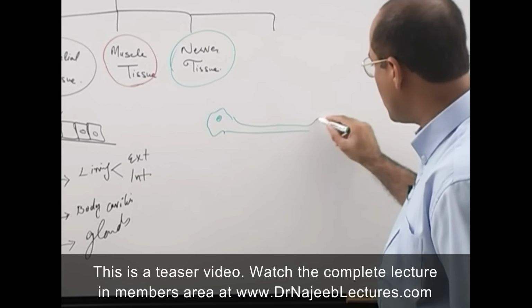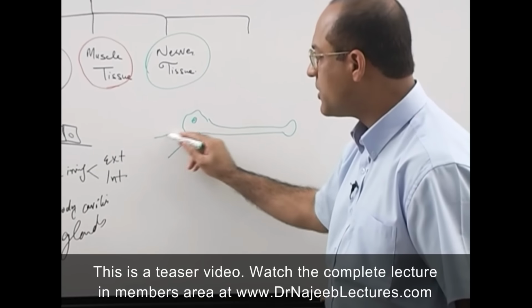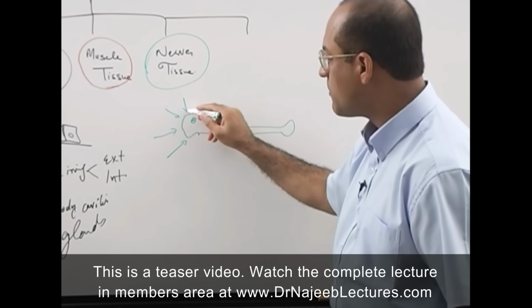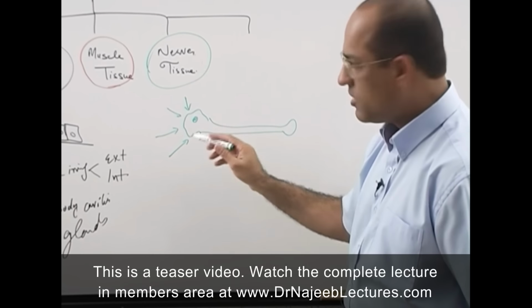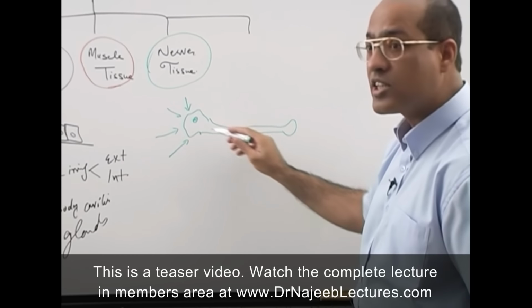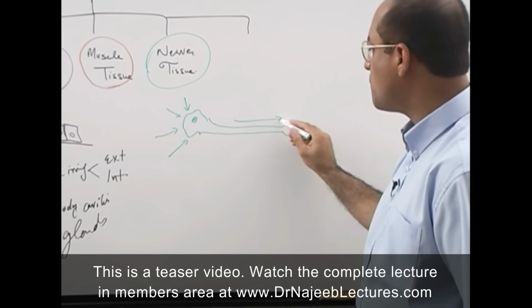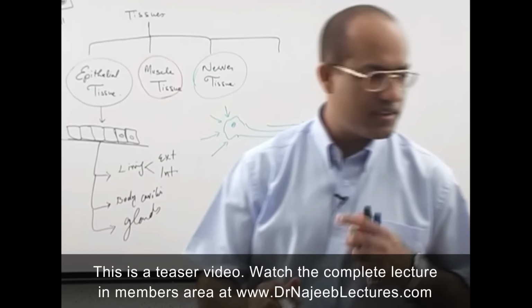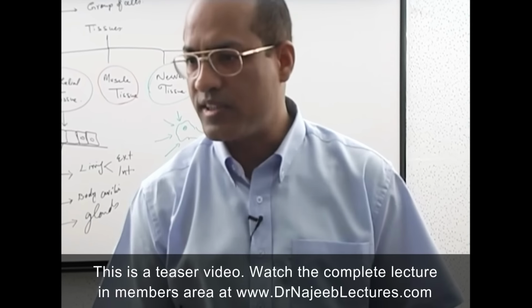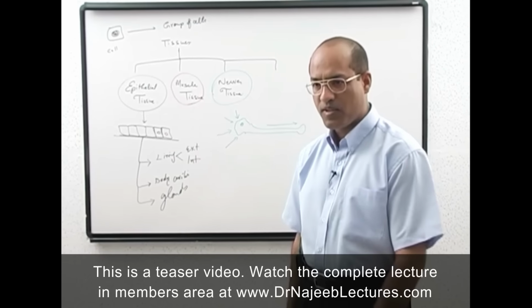I make a very simple neuron. A neuron can receive information through electrical and electrochemical impulses. Neurons can receive information, integrate information and transmit information. A high-speed information network in your body. Nerve tissue. Is that right?